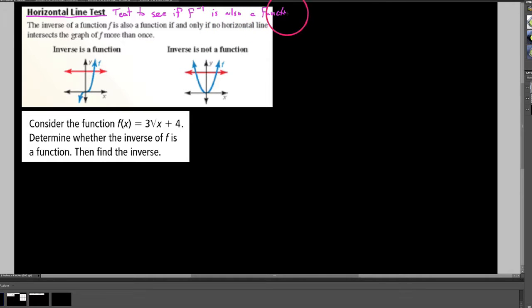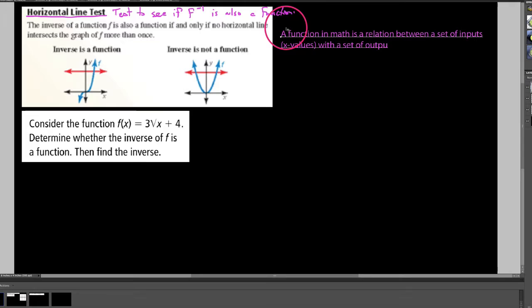And so what we're going to do here is write the definition of a function first and foremost, just kind of a review here. We say a function in math is a relation between a set of inputs, we usually call these x values, with a set of outputs, we usually call these y values, in which every input, or x, goes to one and only one y value or output.